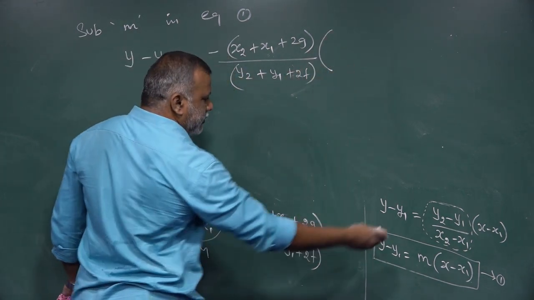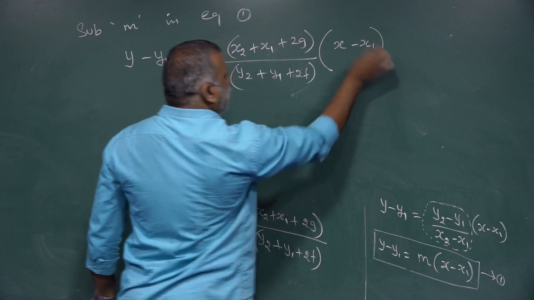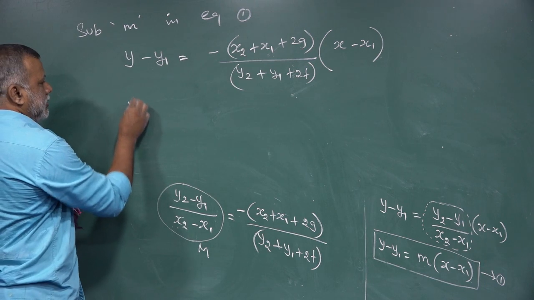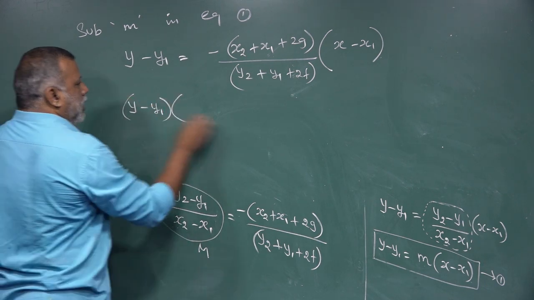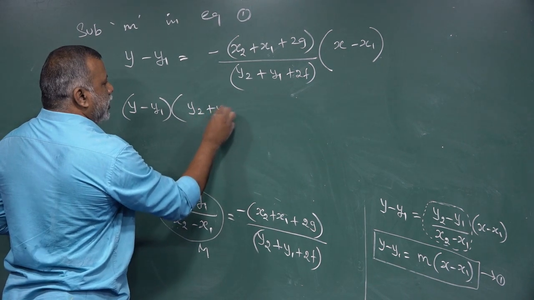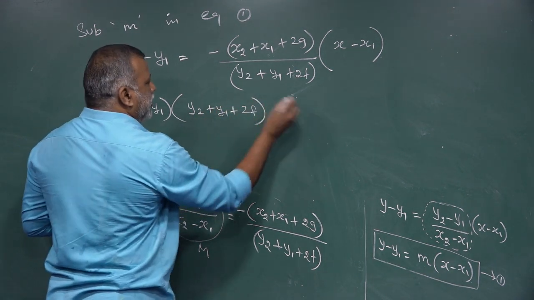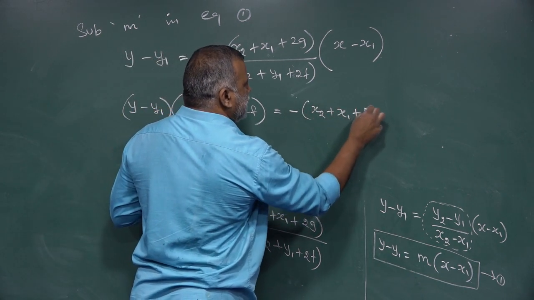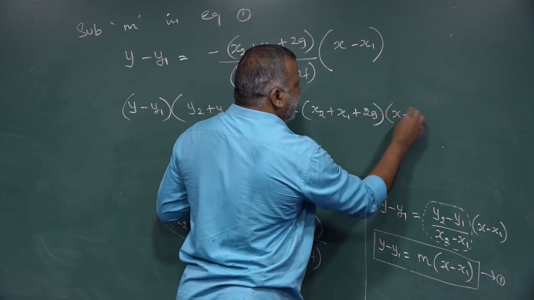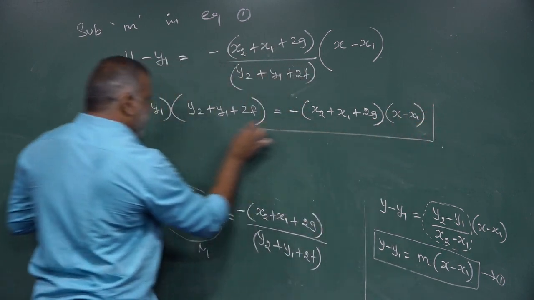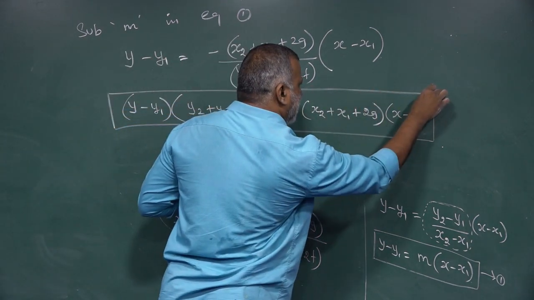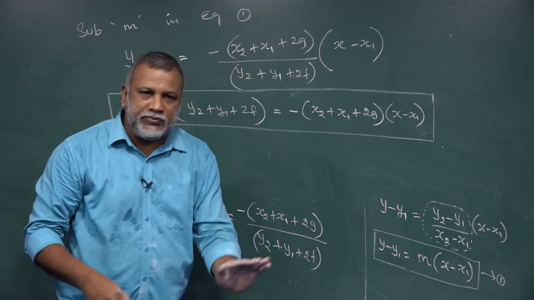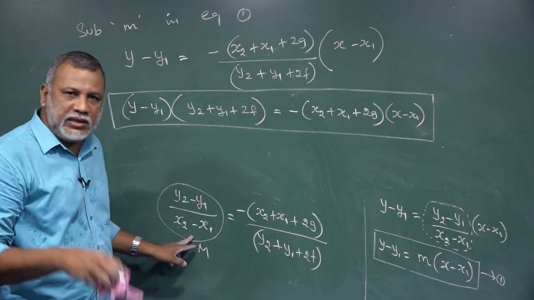Again, it is multiplied by x minus x1. Then convert the denominator, then cross multiplication here. So I can write it like this: (y minus y1)(y2 plus y1 plus 2f) is equal to minus (x2 plus x1 plus 2g), again times (x minus x1). This is the equation of the chord. It is also the equation of the chord. Here we are able to find the value of m. This is nothing but the slope.